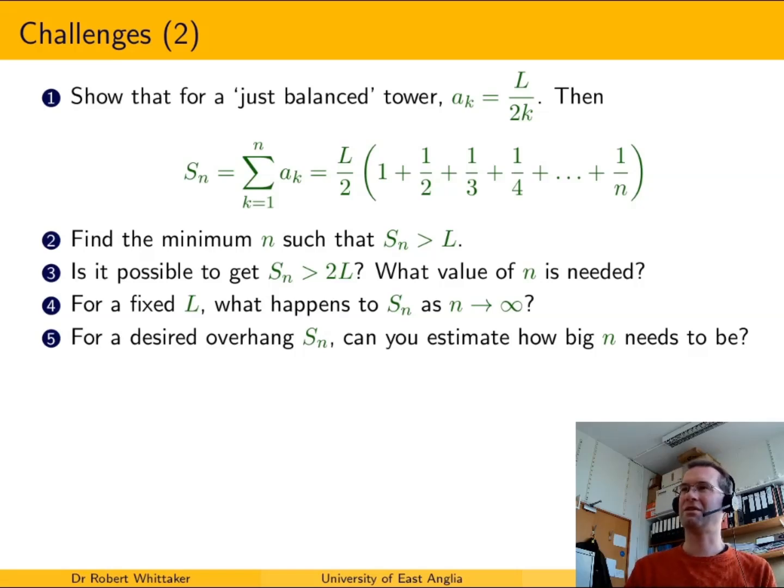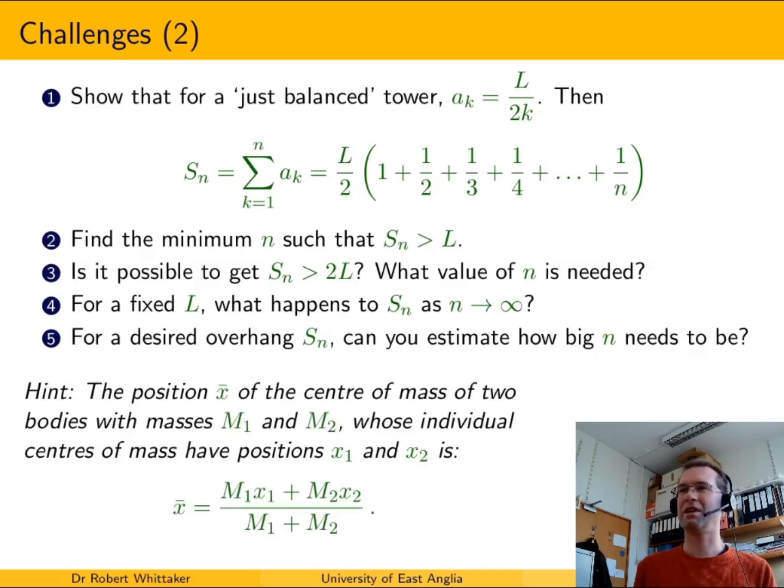Okay, so try and have a go at those if you can before the live session. And one little hint for you that might help you with number 1 is to do with centers of mass. So if you've got two bodies and you know what their masses are and you know what their individual centers of mass are, there's a formula for working out what the center of mass of the combined body is, and that might be useful in order to prove the overhang for a general k. So I'll leave those ideas with you.